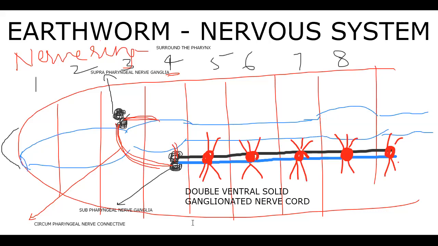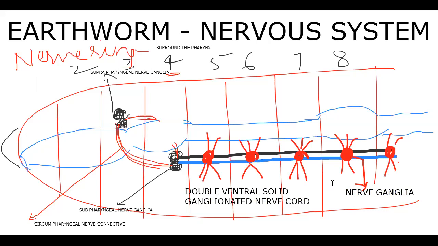So shall we label this also? This is the nerve ganglia. From the fifth segment onwards, we have nerve ganglia. In every segment, a pair of nerve ganglia are present here.